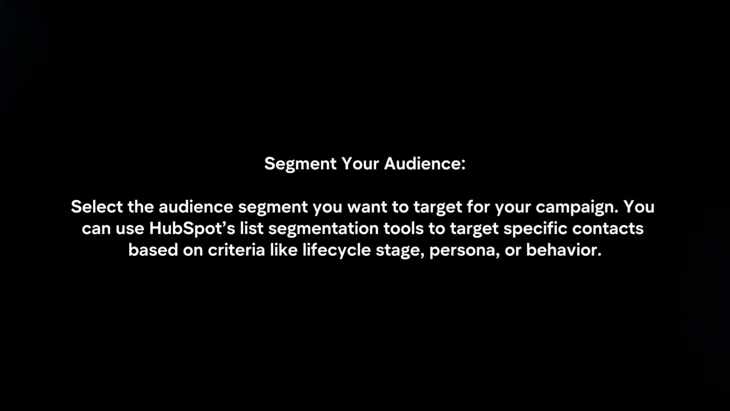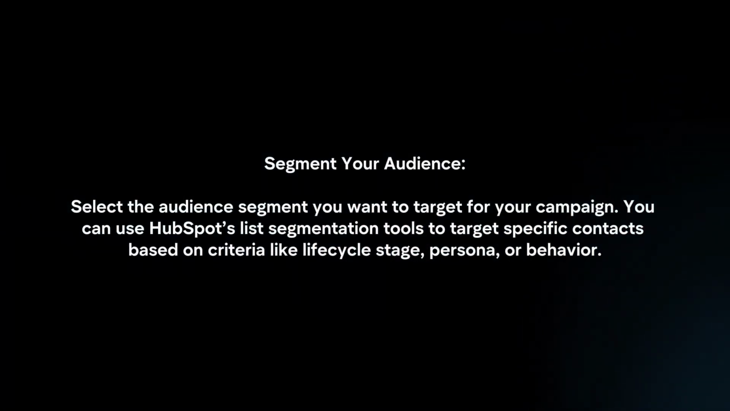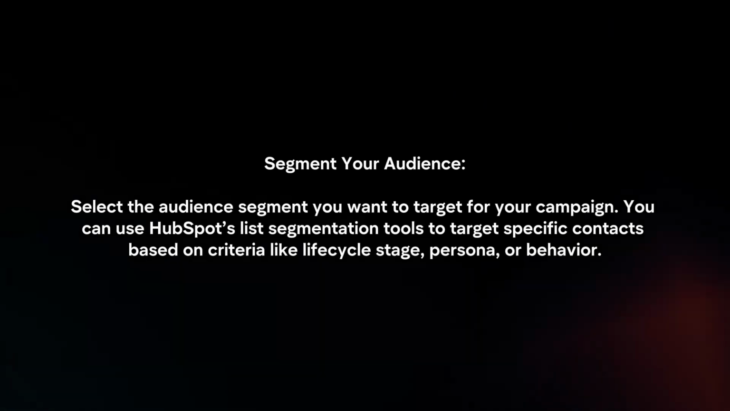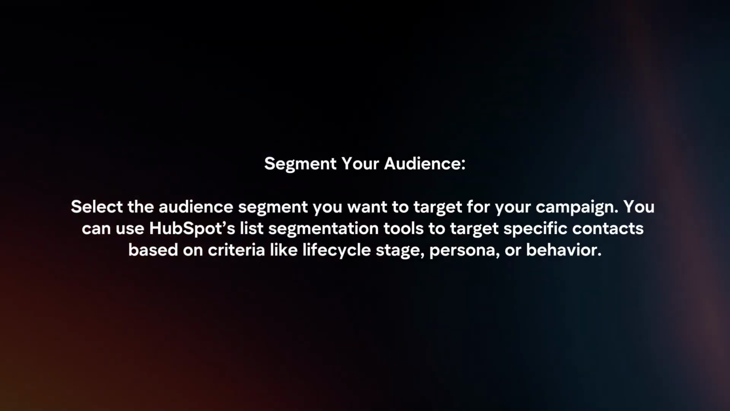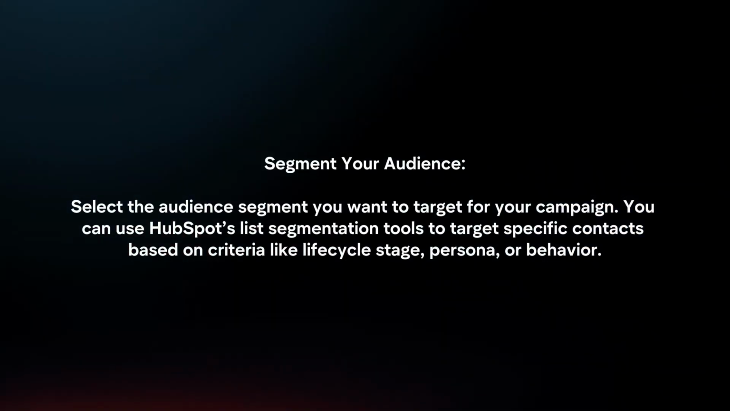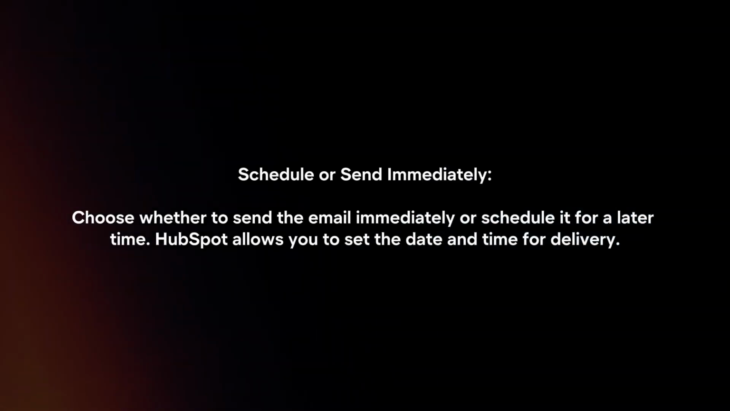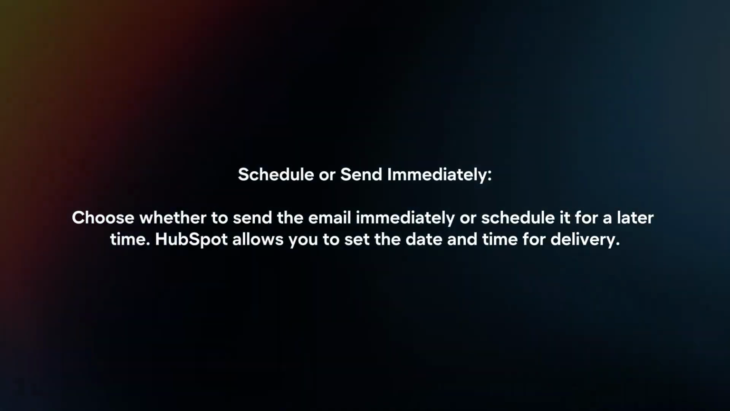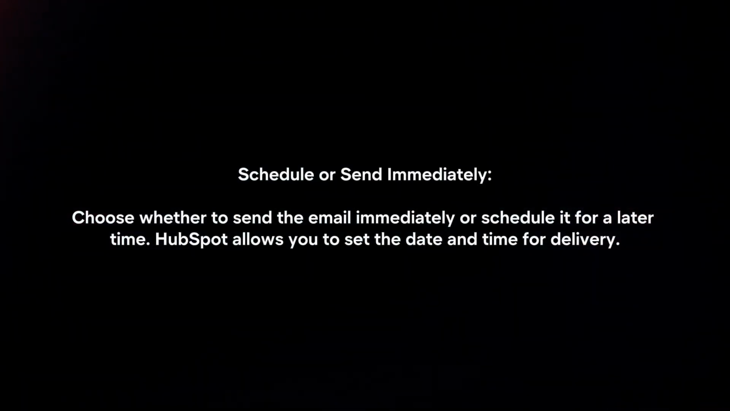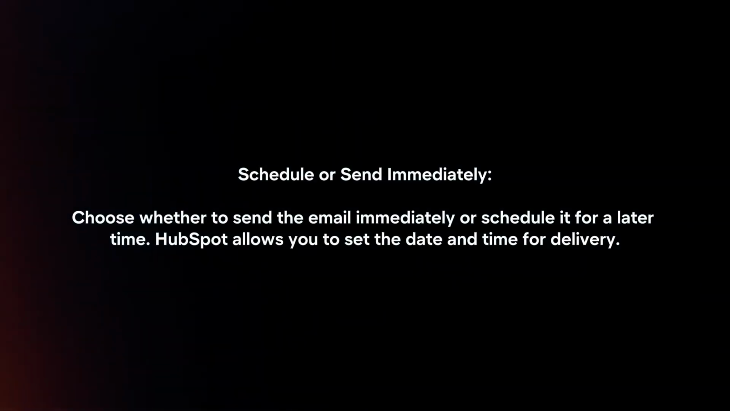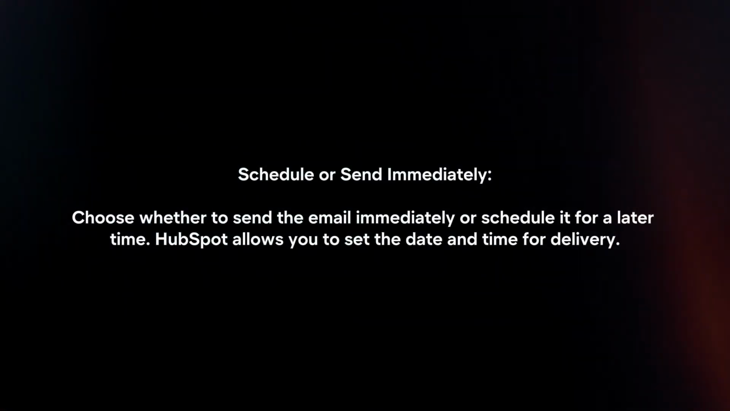Segment your audience. Select the audience segment you want to target for your campaign. You can use HubSpot's list segmentation tools to target specific contacts based on criteria like life cycle stage, persona, or behavior. Schedule or send immediately. Choose whether to send the email immediately or schedule it for a later time. HubSpot allows you to set the date and time for delivery.